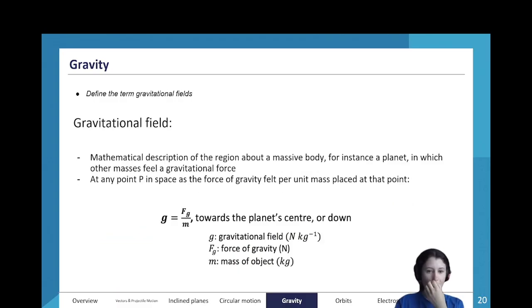Alright, now let's get on to gravitational fields. So a gravitational field is a region around a body with mass. So when we say massive body, we don't mean a really big one, we mean one with mass. For instance, a planet in which other masses feel a gravitational force. So we can calculate the strength of a gravitational field, and that is given by g equals Fg on m.